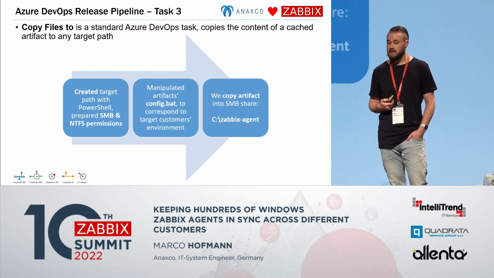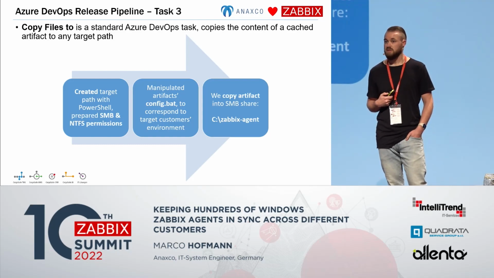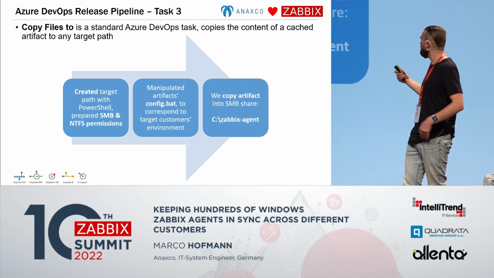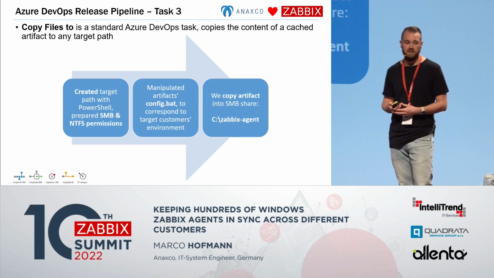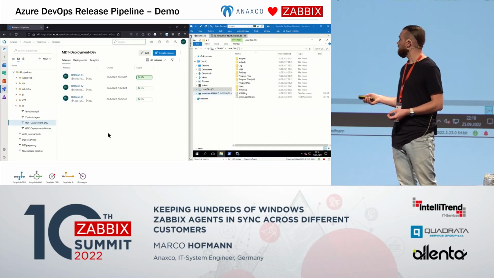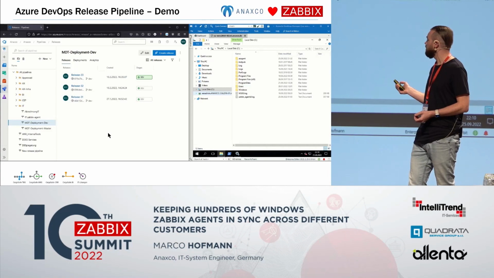Then we manipulated the files in task 2 to correspond to the target customer's environment. And now finally, we will copy over this artifact into the SMB share where it will be accessible for every member server. So let's take a look what it looks like to execute a release.